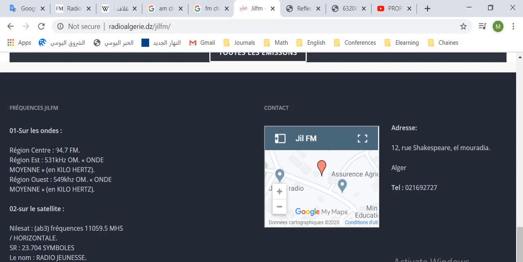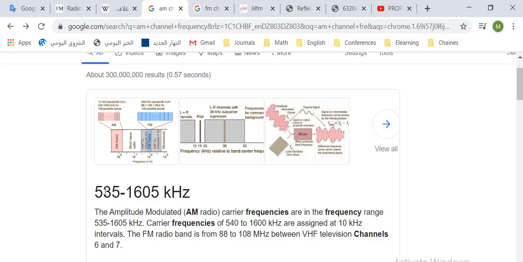Let's say here we have the radio channel called GLFM, and this channel uses two types of frequencies. The FM frequency, which means using frequencies between 88 and 108, and as an example here, this GLFM is using 94.7 megahertz. But when using the AM band, it uses another frequency in kilohertz, 531, which belongs to this range of frequencies between 535 and 1605.